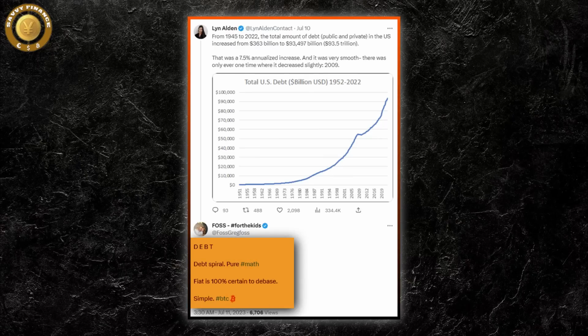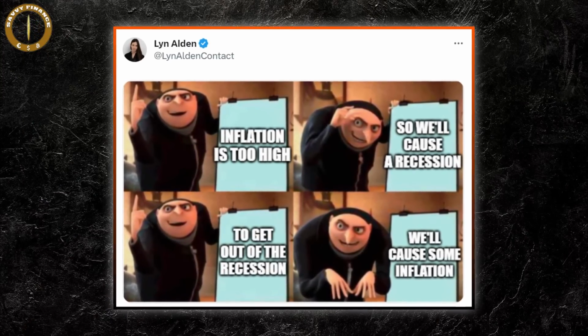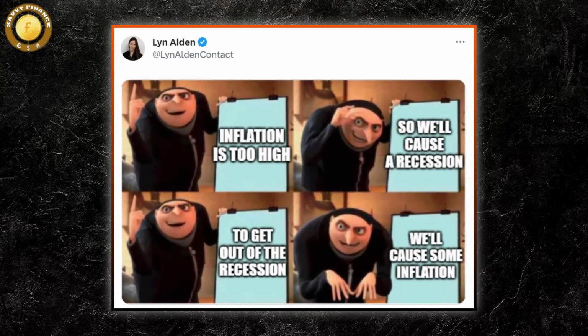Greg Foss replied to the tweets saying that the debt spiral is pure maths and fiat is certain to debase. He further added a hashtag indicating that Bitcoin is the solution. Alden also posted a meme tweet describing the cycle of recession and inflation. According to the description, if inflation is too high, a recession results. And to resolve the recession, more inflation is introduced and the cycle continues.